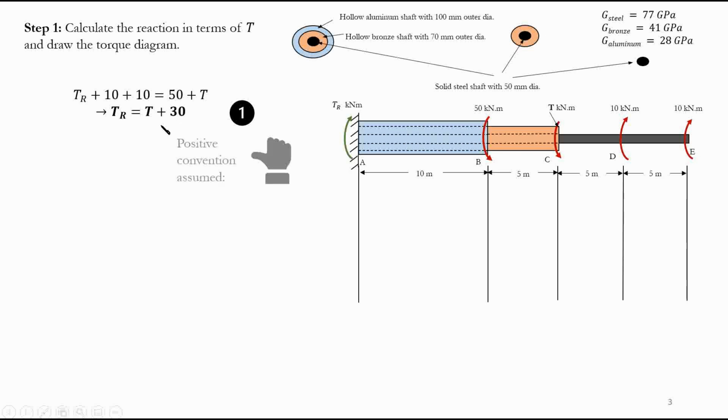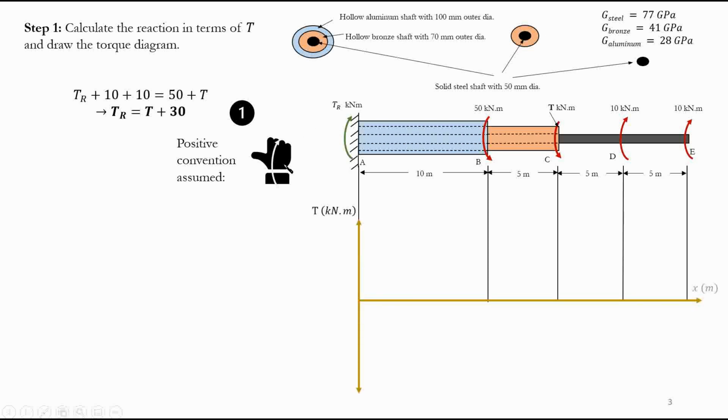Next, I have to have a positive convention for my torque diagram. If I want to draw my torque diagram, I have to decide what is positive and what is negative. Again, it's completely arbitrary. Whatever you're comfortable with, it doesn't matter which one is positive or negative. You just have to be consistent. For the first step, we didn't really need a convention. It's just a matter of finding a value in terms of the other.